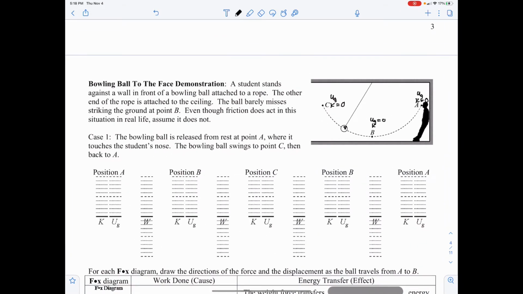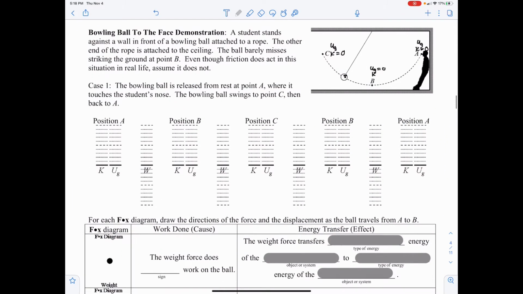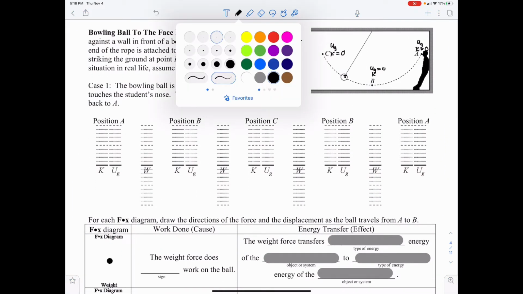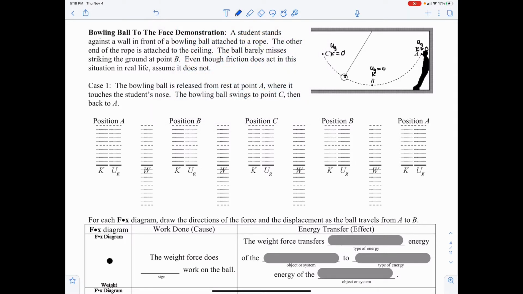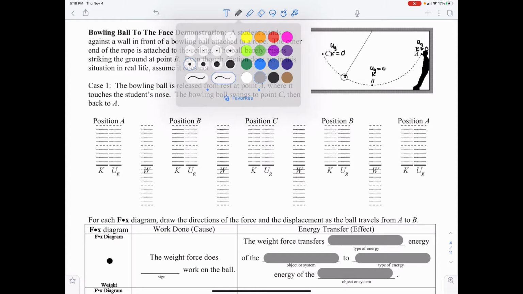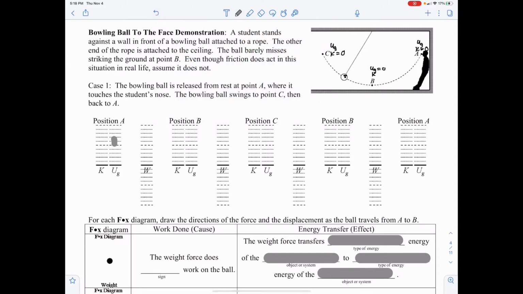Let's plot this as a bar chart. I'm going to use blue for kinetic energy and gray for potential energy. So I'm starting with a certain amount of potential energy. I'm going to fill out U sub G, and I'm just giving it an arbitrary height on the bar chart for now, because I wasn't told exactly what to scale it to. So this is, again, a sketch, not a graph.